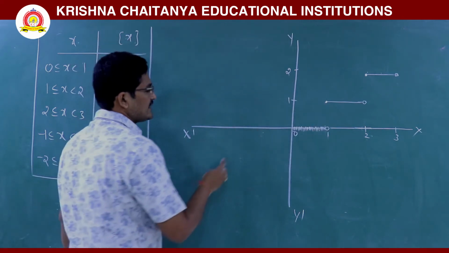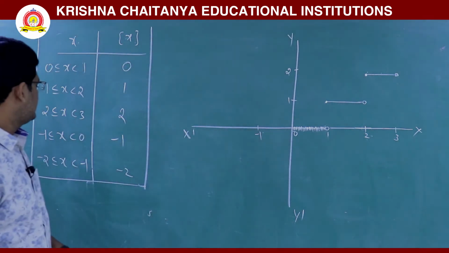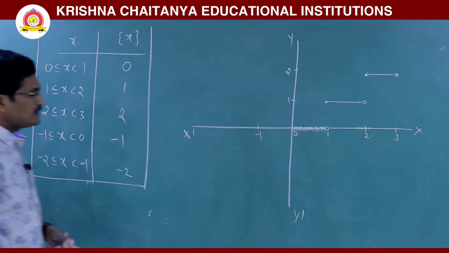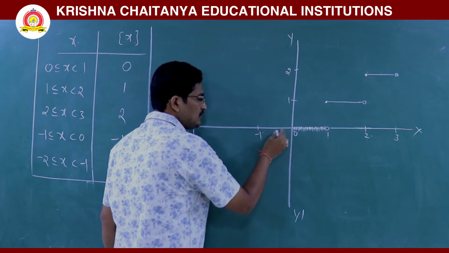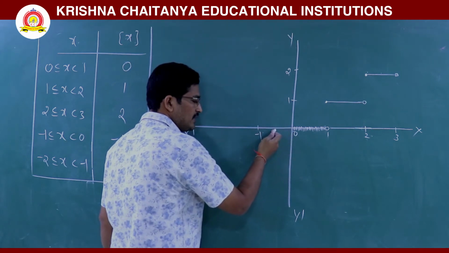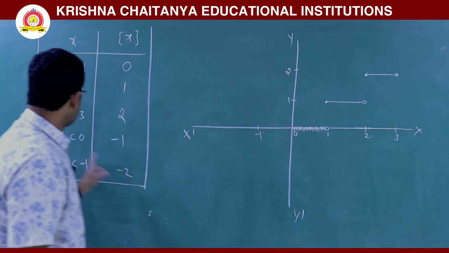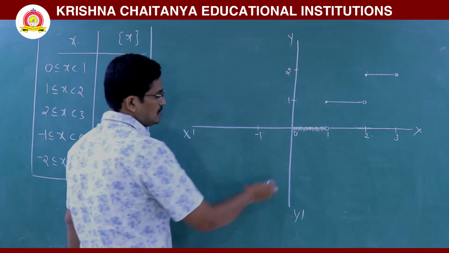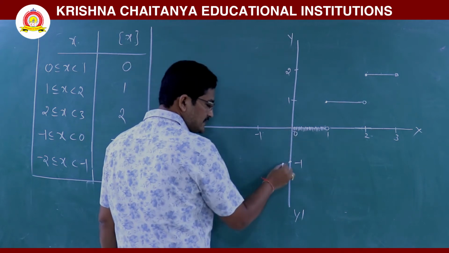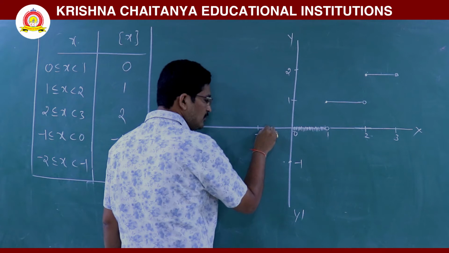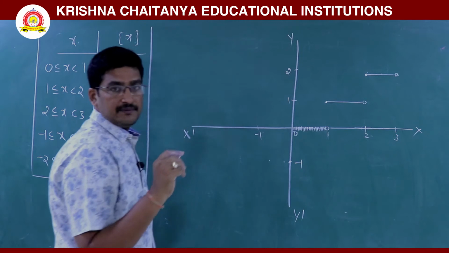So what about the left side of the y-axis? See, I am taking -1 here. If x lies between -1 to 0, that means -0.1, -0.5, -0.9, like that, then the step x is -1. So if x equals -0.1, step x is -1. If x equals -0.8, step x is -1, up to -1, but not x equals -1.